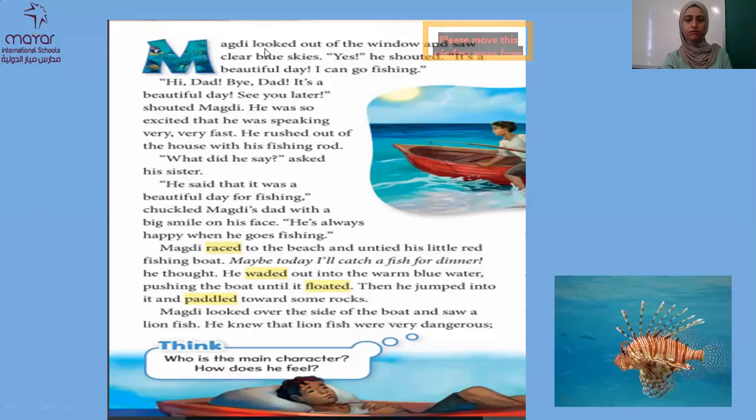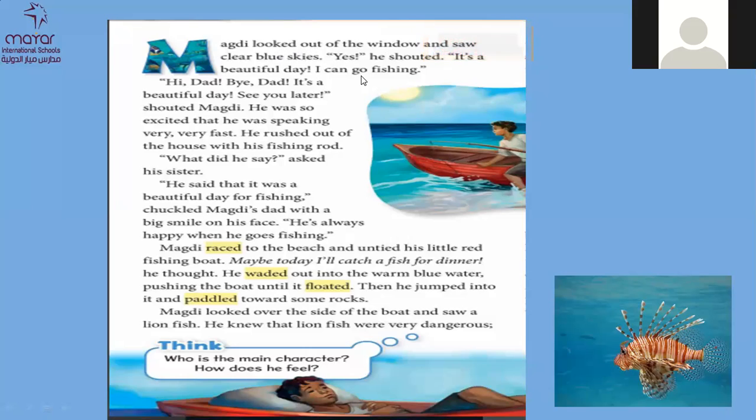Magdi looked out of the window and saw clear blue skies. Yes, he shouted. It's a beautiful day. I can go fishing. Hi, Dad. Bye, Dad. It's a beautiful day. See you later, shouted Magdi. He was so excited that he was speaking very, very fast. He rushed out of the house with his fishing rod. What did he say? Asked his sister. He said that it was a beautiful day for fishing, chuckled Magdi's dad, with a big smile on his face. He's always happy when he goes fishing.